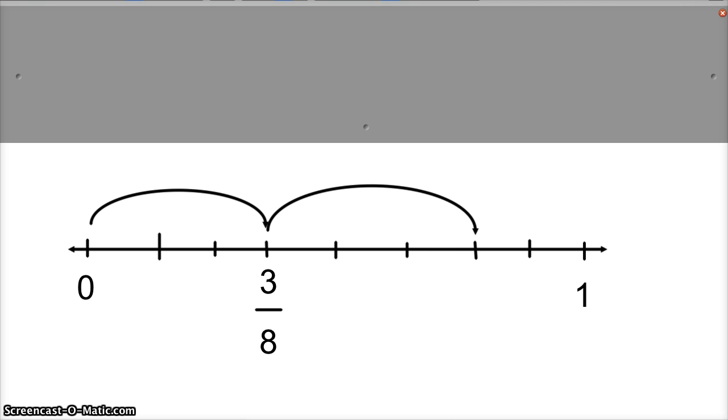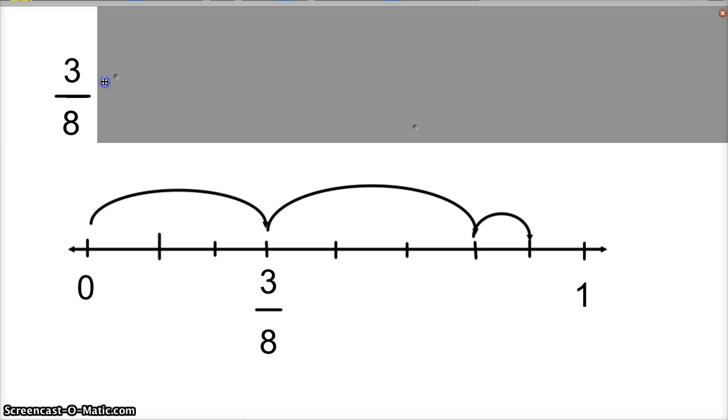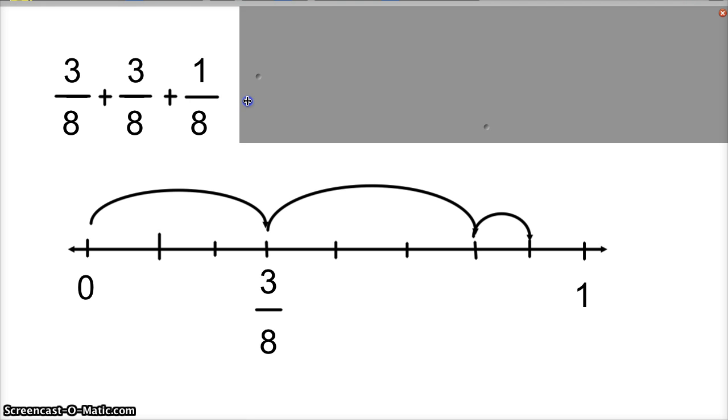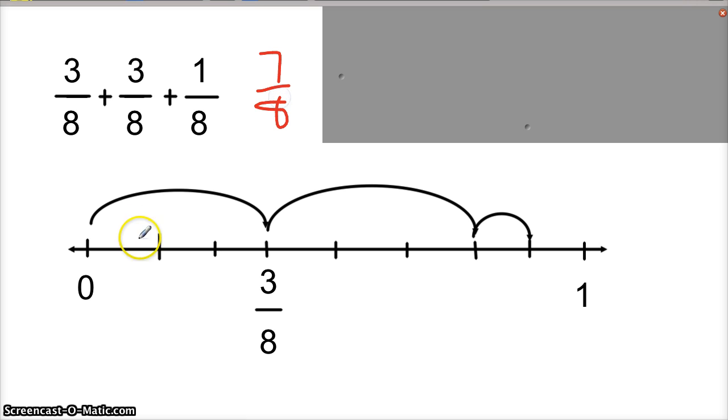Okay. Now what if we added in 1 more 1/8? Where would we be? 1 more. So I want you to write an addition sentence with numbers that shows me adding 3/8, adding 3/8, and then another 1/8 with the answer. What is the solution to this problem? So you should have written 3/8 plus another 3/8 plus a 1/8, and what do I get? 3 plus 3 plus 1 more is 7/8. 1, 2, 3, 4, 5, 6, 7/8.